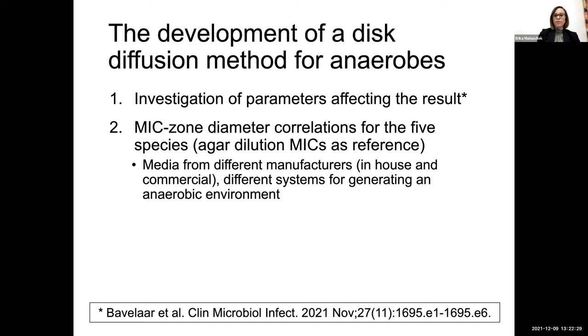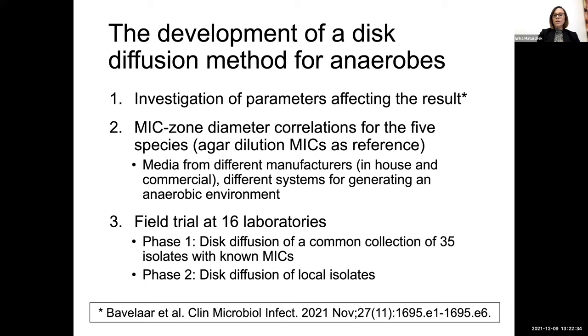And then finally, as a third step, we performed a field trial where 16 laboratories in Europe participated. In the phase 1 study, the labs tested a common collection of 35 isolates within these 5 species with known MICs and different levels of resistance. In phase 2, the same laboratories now test local isolates, with the aim to find a few more resistant isolates or isolates very close to the breakpoint to fine tune our breakpoints a little further. Can I just add, Erica, that the MICs were known to us, but not to the 16 laboratories. So they were blinded in that way.